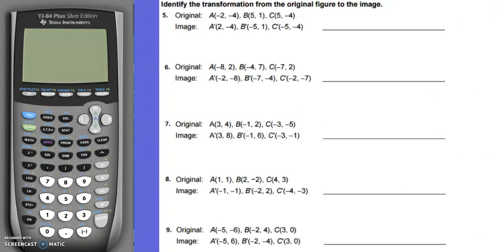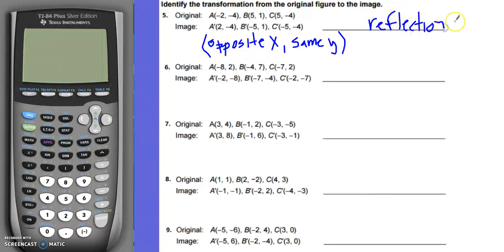Okay, on the back side, this is the original, and we want to go to the new image. All right, so the y's have stayed the same, and the x's are doing the opposite. So we have opposite x and y stays the same. That's going to be a reflection over the y-axis. Okay, and you can use your rules on the front of the paper to help you.